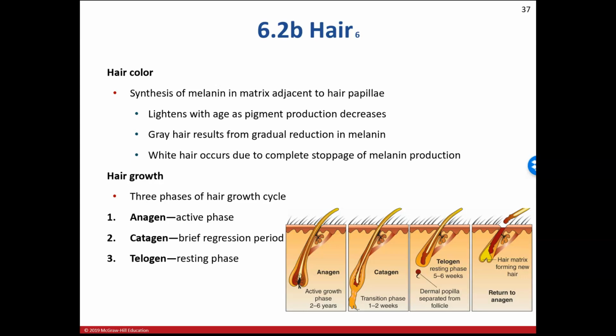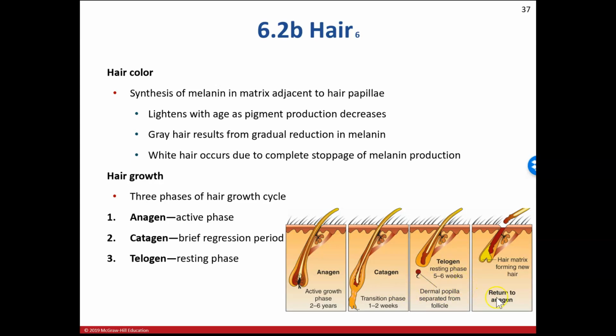And then we have hair growth. So there are 3 phases of hair growth cycle. We have the anagen, which is the active phase, and that is going to take place within 2 to 6 years. We have the catagen phase, which is a brief regression phase, where it's going to stop growing for maybe 1 to 2 weeks. Then we have the telogen phase, which is a resting phase, and that's about 5 to 6 weeks.